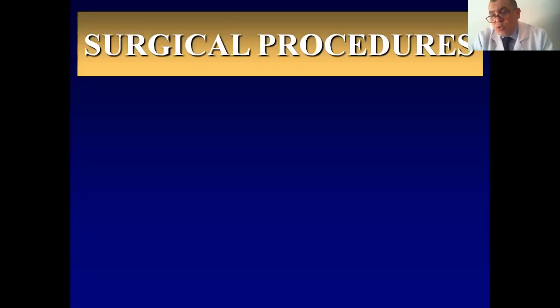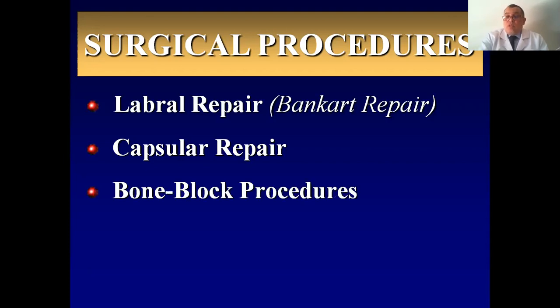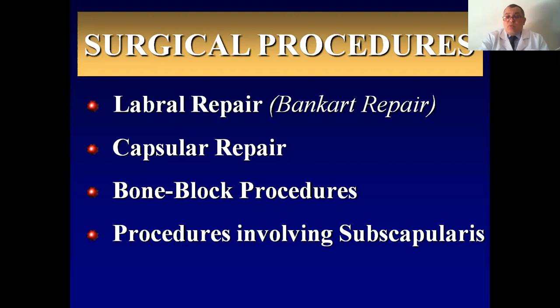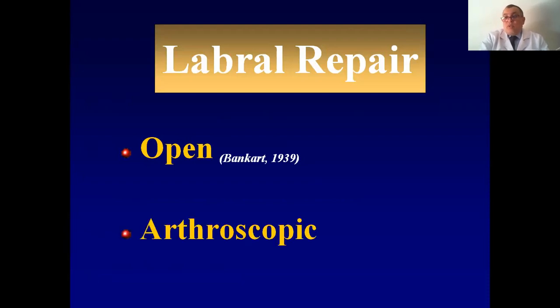Surgical procedures to treat anterior and anteroinferior shoulder instability include a labral repair, first described by Bankart in 1938, or a capsular repair in cases of capsular redundancy, or bone block procedures in cases where there is bone loss, or procedures involving the subscapularis or osteotomies. Labral repair was first described by Bankart in 1939, and now we perform it arthroscopically.